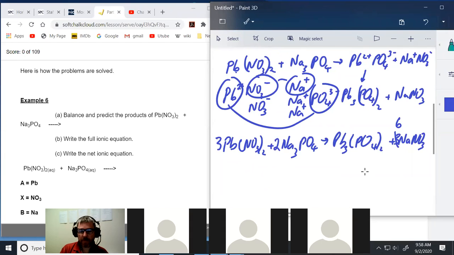What is the difference between an ionic equation and a net ionic equation? I haven't gotten to that yet. I'm getting to it, David. Okay.